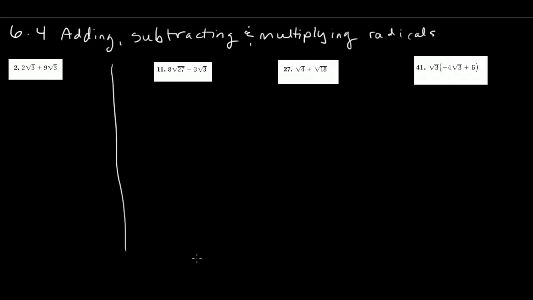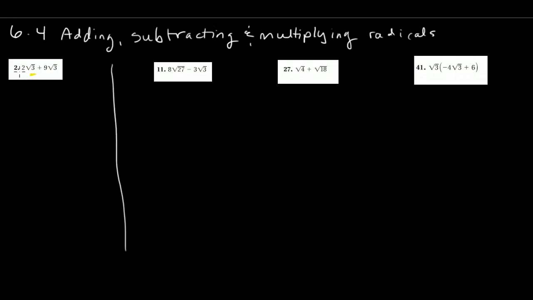In Chapter 6.4, we look at adding, subtracting, and multiplying radicals. So let's go ahead and start with adding. Adding radicals is a lot like adding expressions with variables. You can treat the radical part of the expression a lot like a variable.